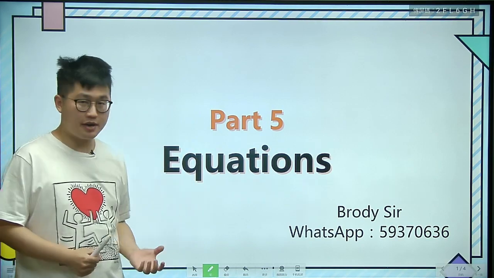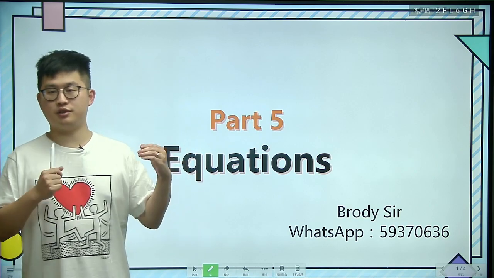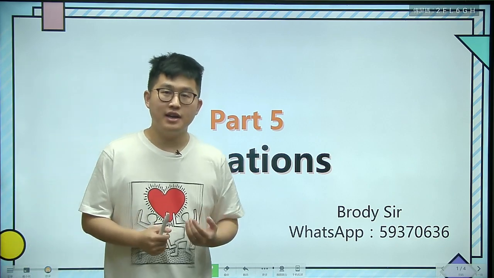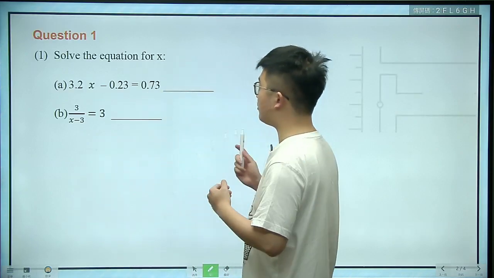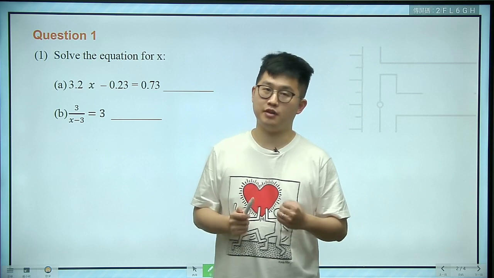Today's topic is equations, which is the most commonly used method to solve word problems, especially in secondary school. But let's start with some simple equations. For example, question number 1. Here we see an equation for x with some decimals.